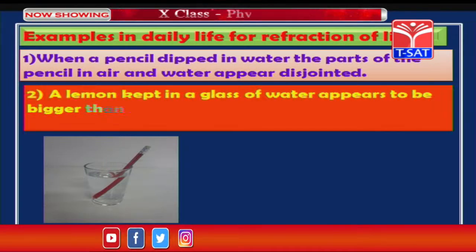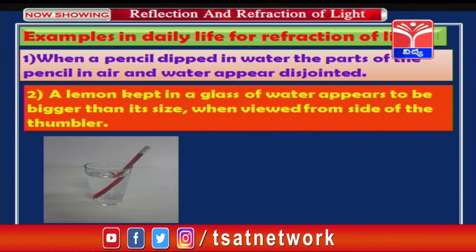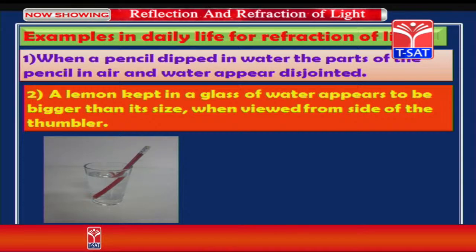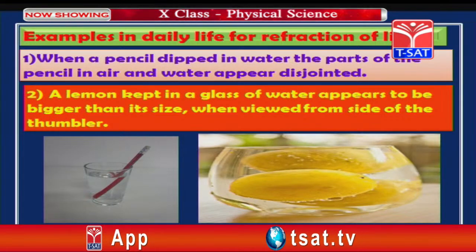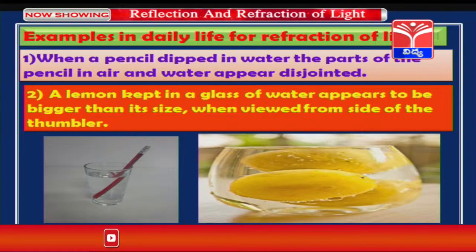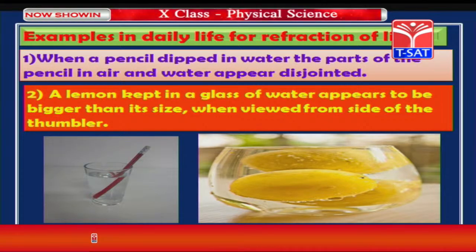Second one, a lemon kept in a glass of water appears to be bigger in size when viewed from the side of the glass tumbler. Here we can see when a lemon is placed in a glass of water, the lemon appears bigger than its actual size due to refraction of light.